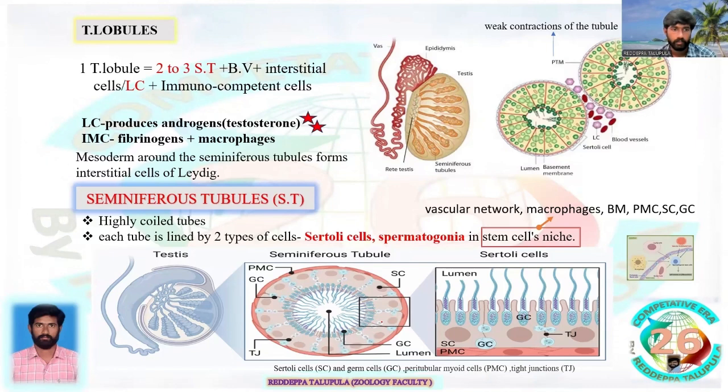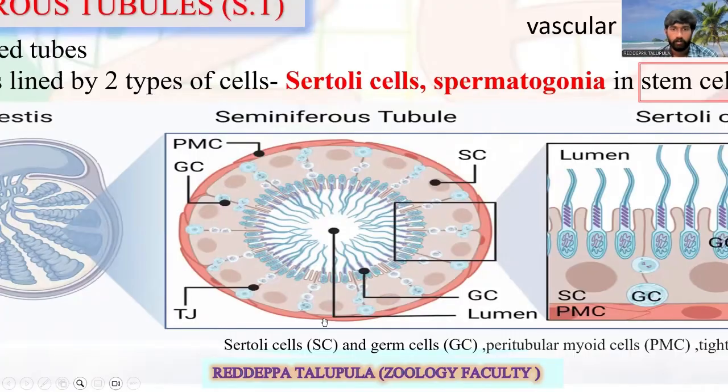Now, see, this is the structure of the seminiferous tubule. From outer to inner, if you talk about the structure of the seminiferous tubules, there will be PMC. In some books, it is referred to as PTC, that means peritubular myoid cells. Okay. Next, inside that, there will be one basement membrane covering above this PMC.